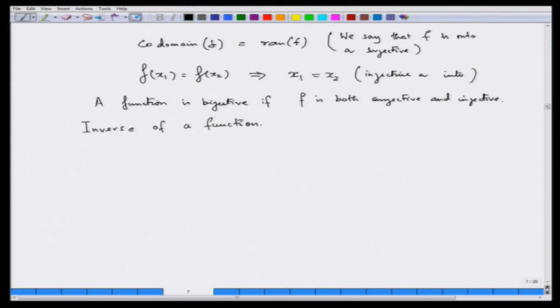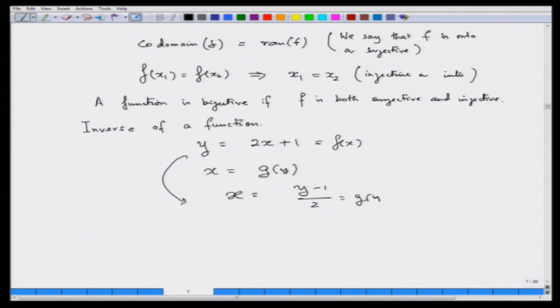Inverse means, for example, I take the function y is 2x plus 1. Here I have expressed y in terms of x. What happens if I swap it? I make y the independent variable and x the dependent variable. Then can I write x as a function of y? Here y is a function of x. My question is, can I write x as some g of y? In this case, the answer is yes, because I can write x is equal to y minus 1 by 2, which is my g of y. But it might not always be possible.